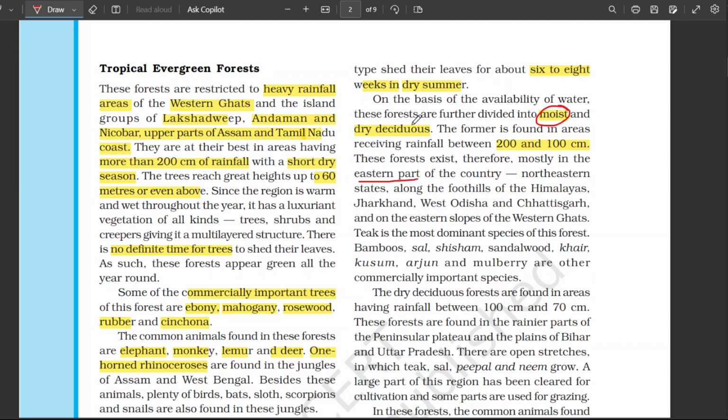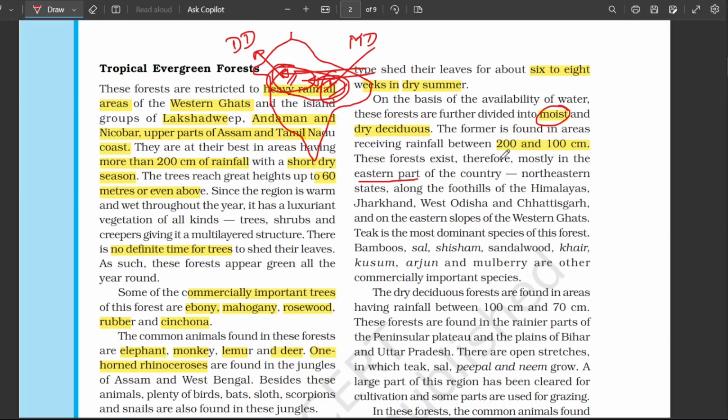ईस्टर्न पार्ट हमने क्या देखा था इंडिया के मैप में, रेनफॉल जब हम पढ़ रहे थे मानसून वेदर का, एडवांसिंग मानसून, तो उन्होंने बताया कि ईस्ट से वेस्ट की तरफ प्रेसिपिटेशन रिड्यूस होता है. तो मॉइस्ट डेसिडुअस कहाँ होगा? अगर ये नॉर्दर्न बेल्ट में आपका पूरा मॉइस्ट डेसिडुअस है, तो ईस्टर्न साइड में ज़्यादा रेनफॉल है और वेस्टर्न साइड में कम रेनफॉल है. तो इस साइड हो गया आपका मॉइस्ट डेसिडुअस और इस साइड हो जाएगा आपका ड्राई डेसिडुअस.